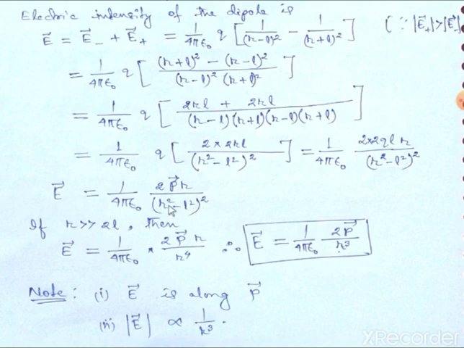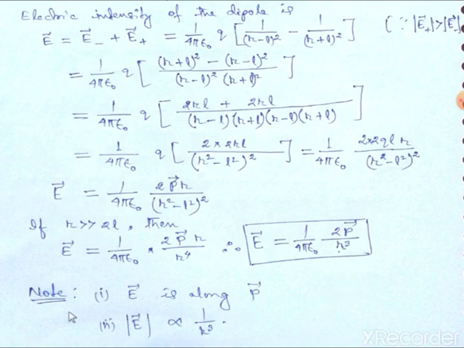r square whole square means r to the power 4. One r and another r cancel, so in the denominator we get r cube. So twice p vector over r cube remains, with 1 by 4 pi epsilon naught there, no doubt. This is the ultimate expression of electric field E due to an electric dipole on its axial line at a distance r from the middle point of the dipole.